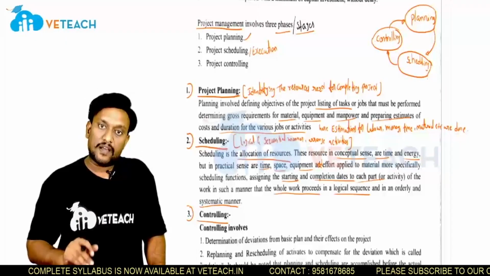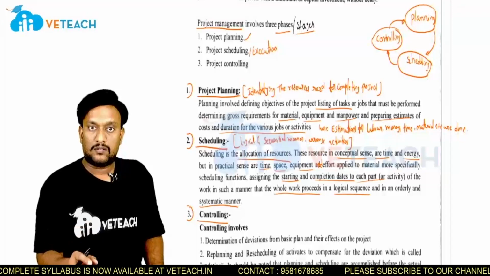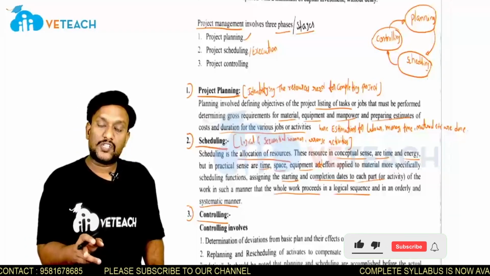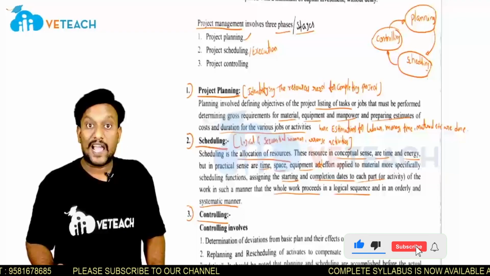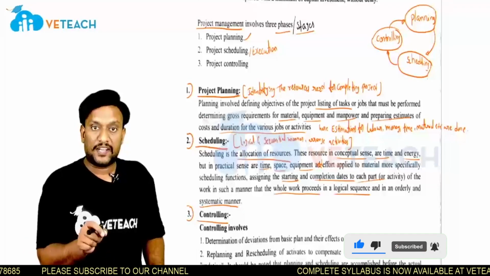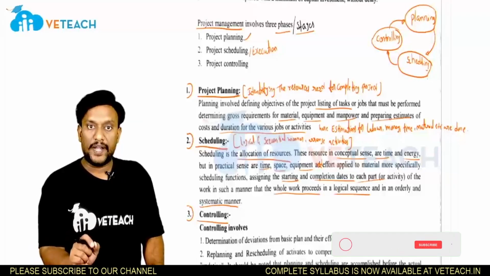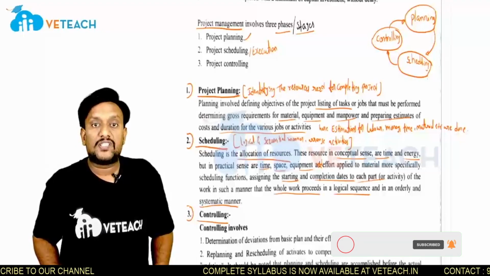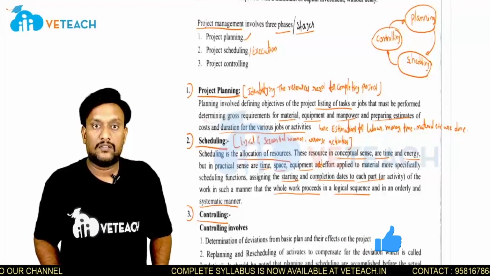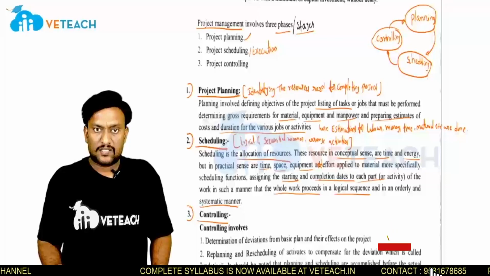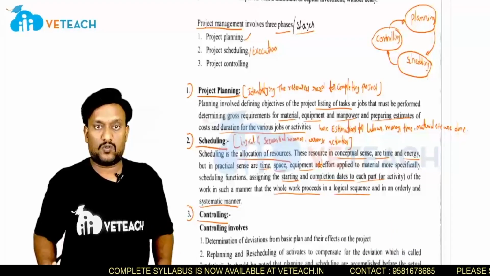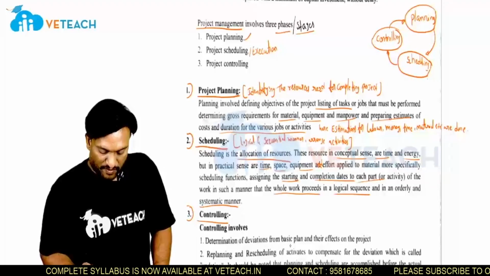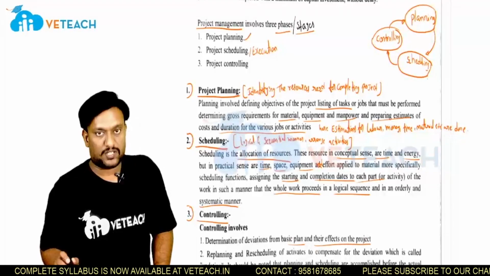If it is going ahead of schedule, you have to conclude whether it is okay or not. Otherwise, you have to replan and reschedule the activities. Replanning and rescheduling is called updating, and you have to control the activities. If any deviations occur in the field, at the site while executing the work, only the project manager knows. Look here, controlling involves determination of deviations from the basic plan and their effects on the project.